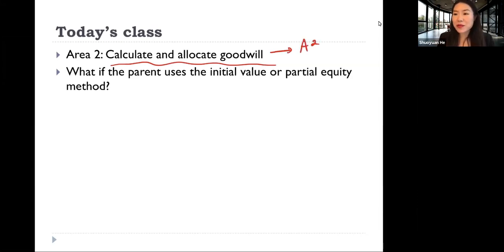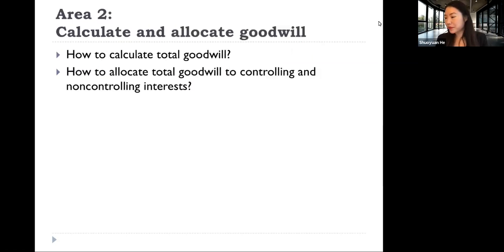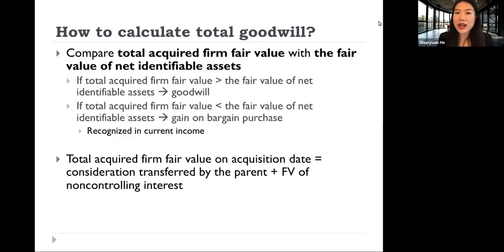And then after that, we're going to talk about what if the parent is using the initial value method and what if the parent is using the partial equity method. So first, let's look at how to calculate total goodwill and how to allocate total goodwill between controlling and non-controlling interest. Let's start with how to calculate total goodwill in the presence of non-controlling interest.